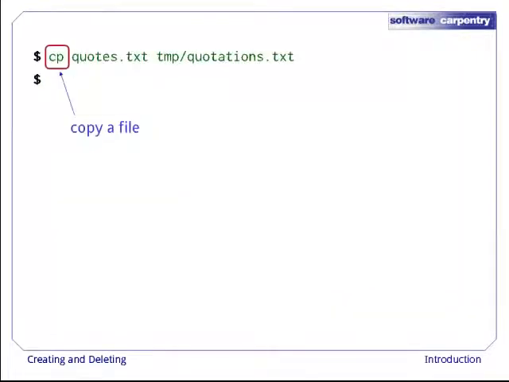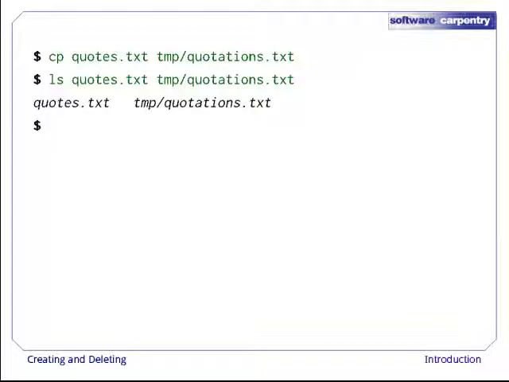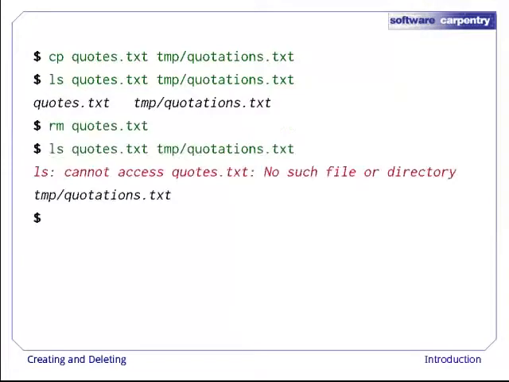The cp command works very much like mv, except it copies a file instead of moving it. We can check that it did the right thing using ls with two paths as arguments. Like many other Unix commands, ls can process up to thousands of paths at once. To prove that we made a copy, let's delete the quotes.txt file in the current directory and then run ls again. This time, ls tells us that it can't find quotes.txt in the current directory, but it does find the copy in temp, which we didn't delete.